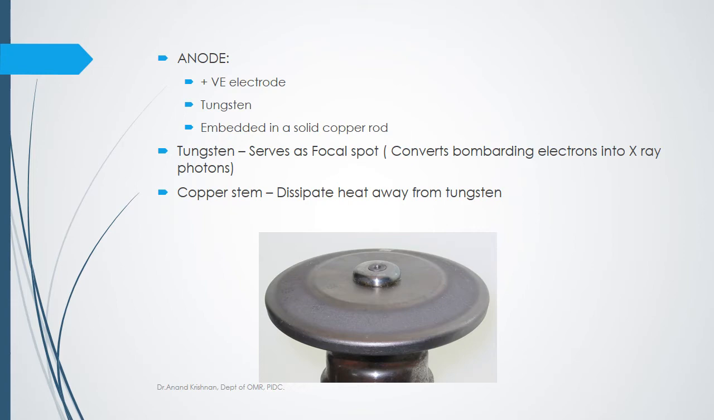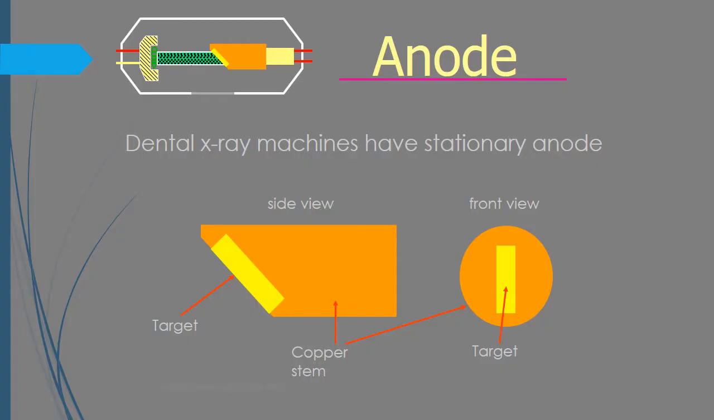So again in anodes we have two types, a stationary anode and a rotating anode. A stationary anode is a single block of copper stem within which there is a target area made up of tungsten, and it is stationary, and the cathode, which produces electrons, directly hits the anode, and then once X-rays are produced, they are diverted.